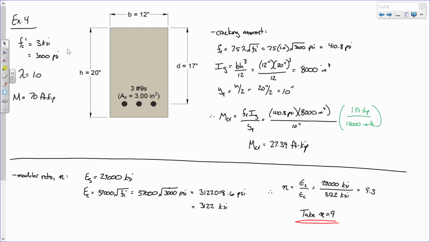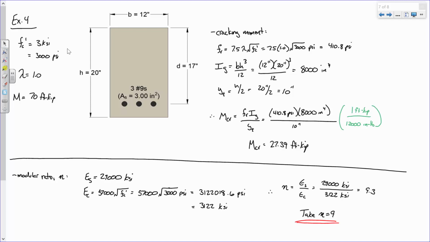After it has cracked, we will compute a new moment of inertia, the moment of inertia of the cracked section. And if physics makes any sense, the cracked moment of inertia should be smaller than the gross moment of inertia, because the beam is weaker since it has cracked. Y sub t, the distance from the centroid to the very bottom, is h over 2. Our cracking moment ended up being about 27.4 foot-kips. Remember, we're putting about 70 foot-kips of moment on it, so this beam has definitely cracked. We're well past the cracking moment in stage 2.